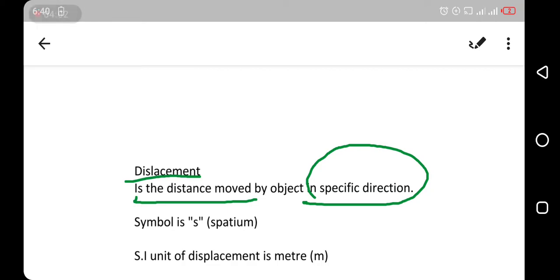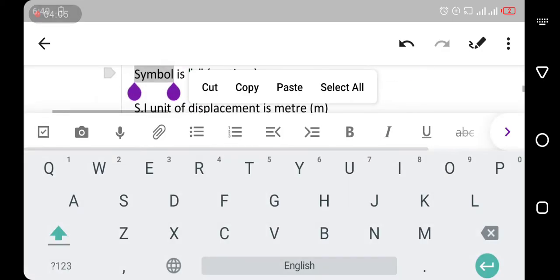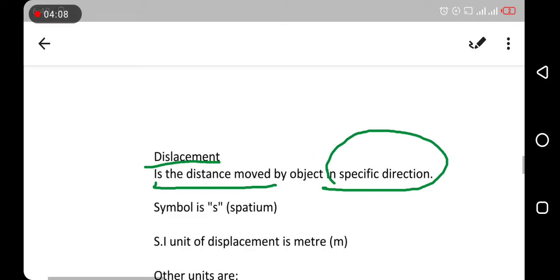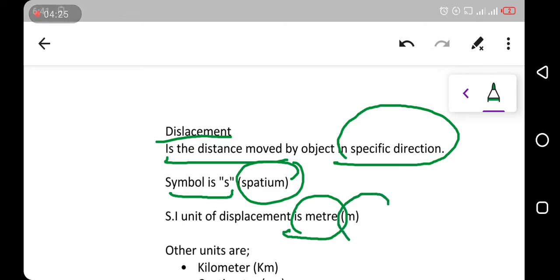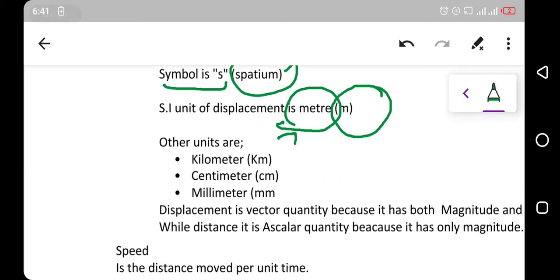The symbol of displacement is small letter s, derived from the Latin word spatium. The SI unit of displacement is the meter, and the symbol is small letter m. We have many other units, but at our level we discuss just three: kilometer, centimeter, and millimeter. These are the other units of displacement.